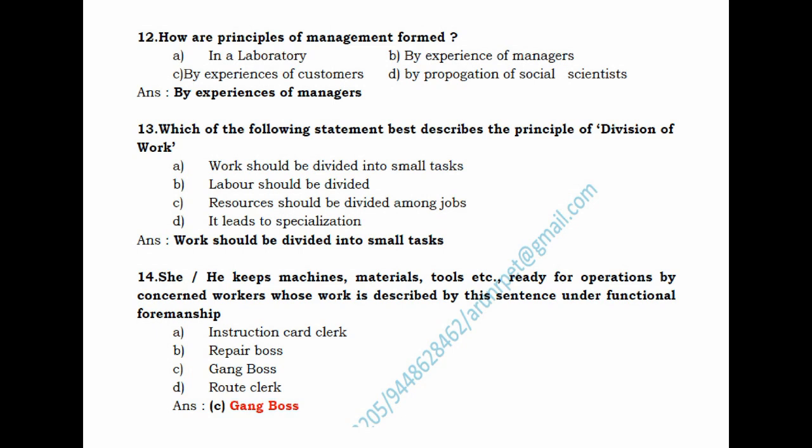The 13th question is, which of the following statements best describes the principle of division of work? The options are: work should be divided into small tasks, labor should be divided, resources should be divided among jobs. It leads to specialization. Division of work means the work available in the organization has to be divided into small tasks. It is not the labor that has to be divided.